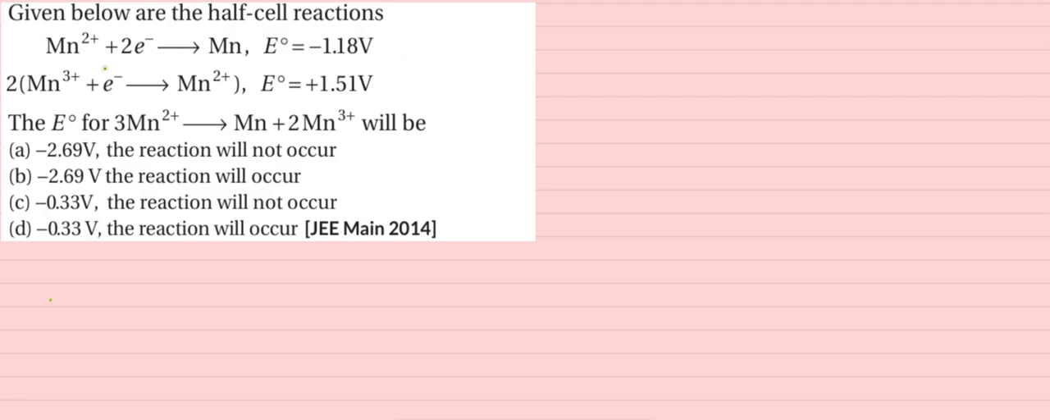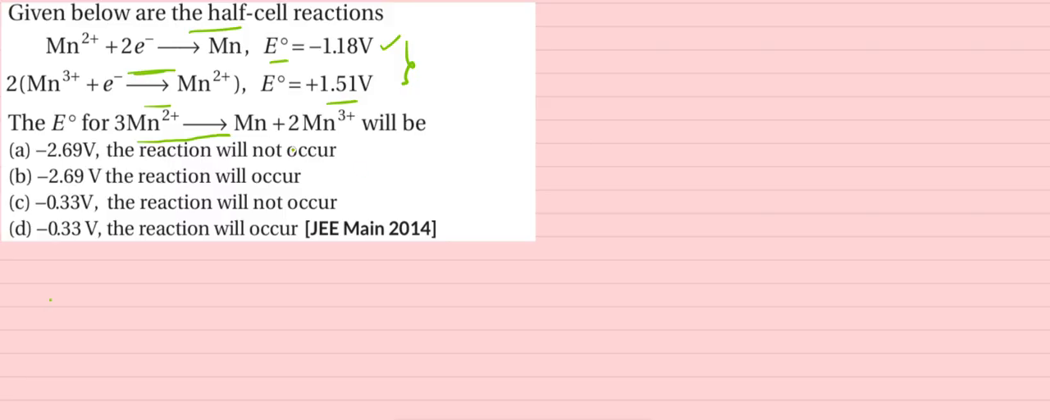Here the given question is for the half cell reactions they have given reduction electrode potential as minus 1.18 volts, and similarly for the next half cell reaction they have given E° value 1.51 volts, and based on this data we have to calculate the electrode potential for this conversion.